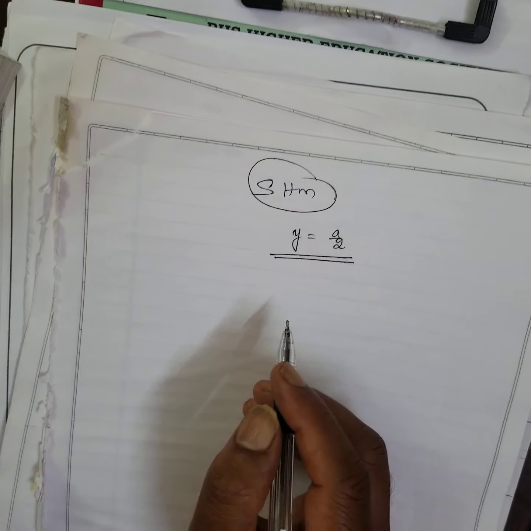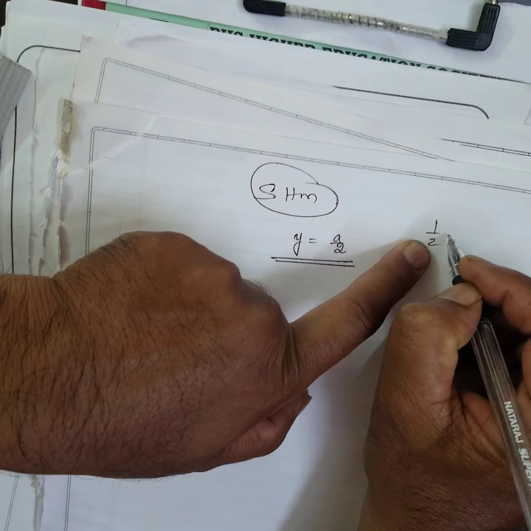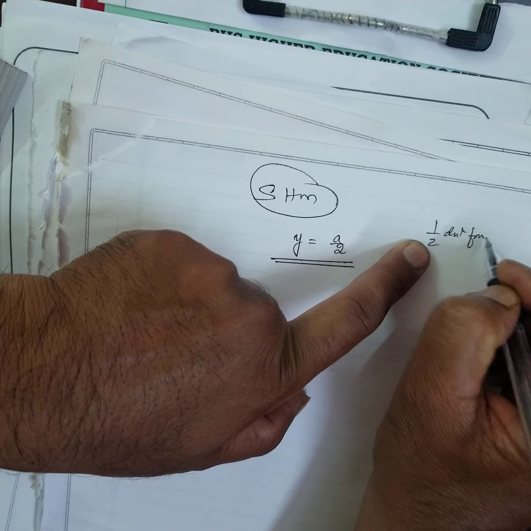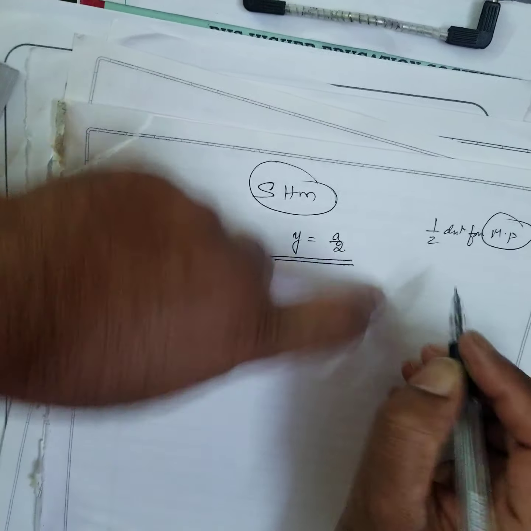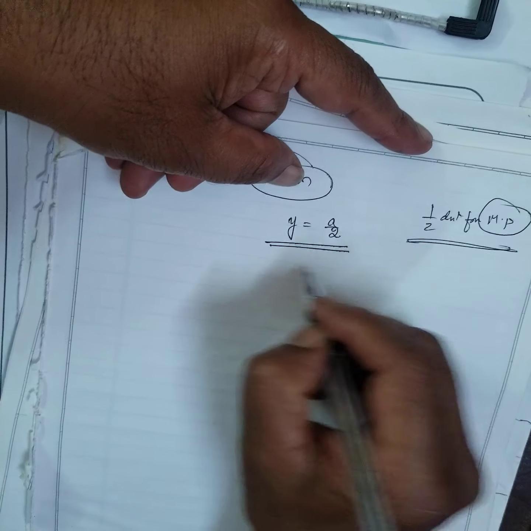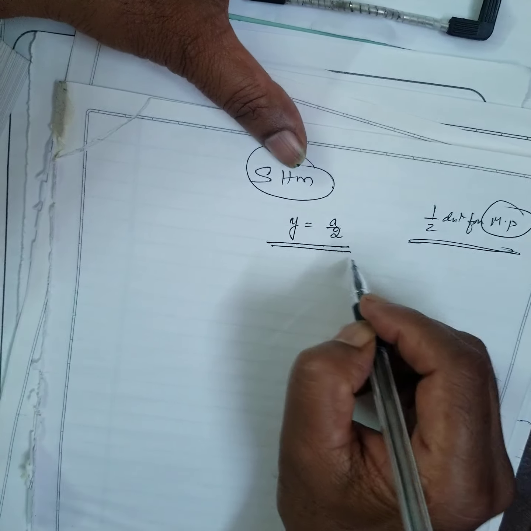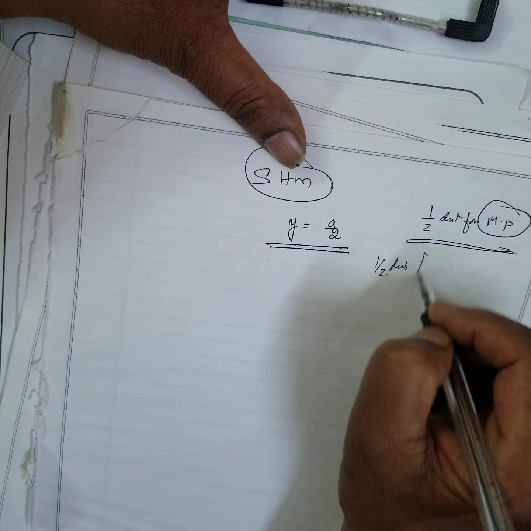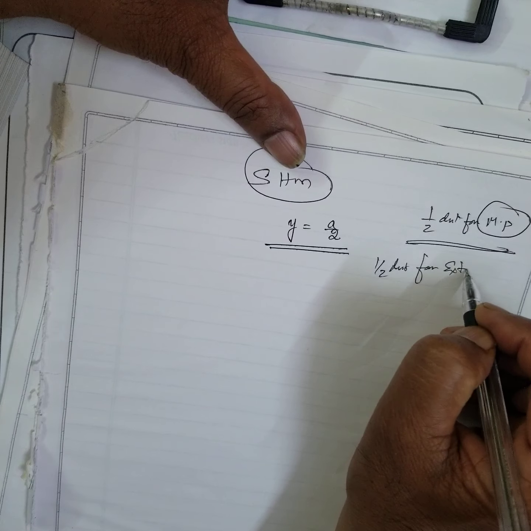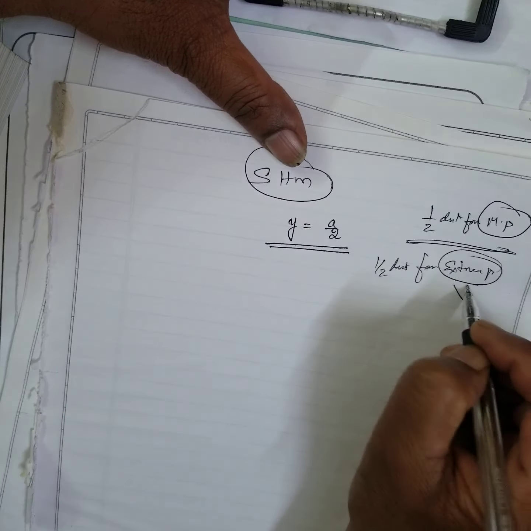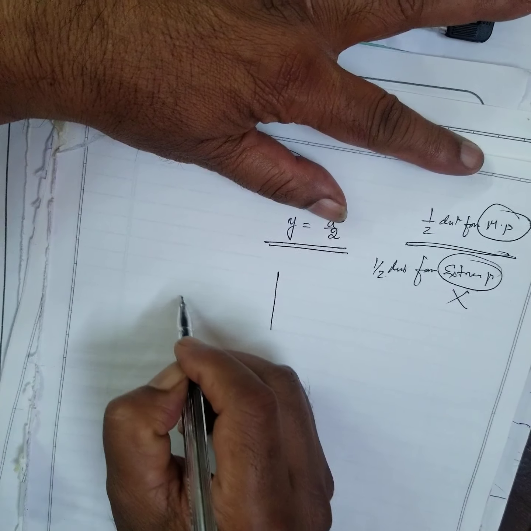See, the previous sum is what? Half of the distance from the mean position they gave. Right? Here, half of the distance from the extreme position. See, what is the extreme position? Again, I'll tell you.